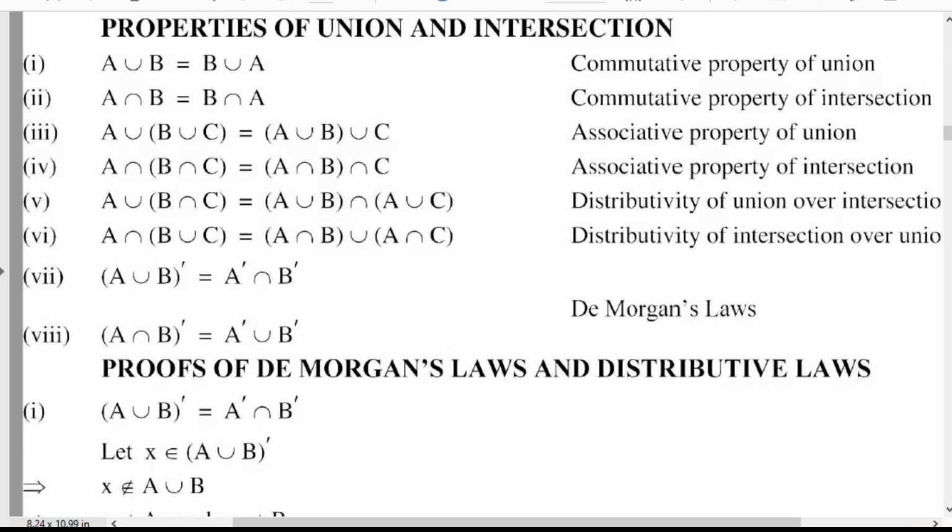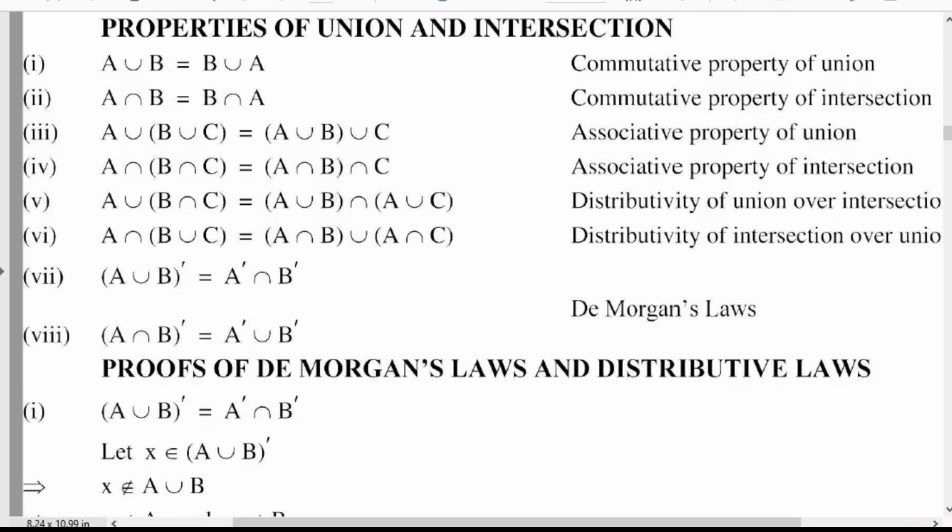Fifth, A union (B intersection C) is equal to (A union B) intersection (A union C), that is the distributive property of union over intersection. Sixth, A intersection (B union C) is equal to (A intersection B) union (A intersection C), that is the distributive property of intersection over union.